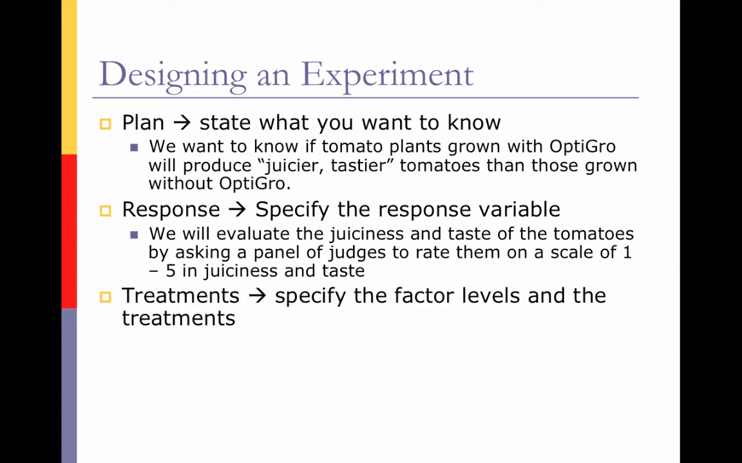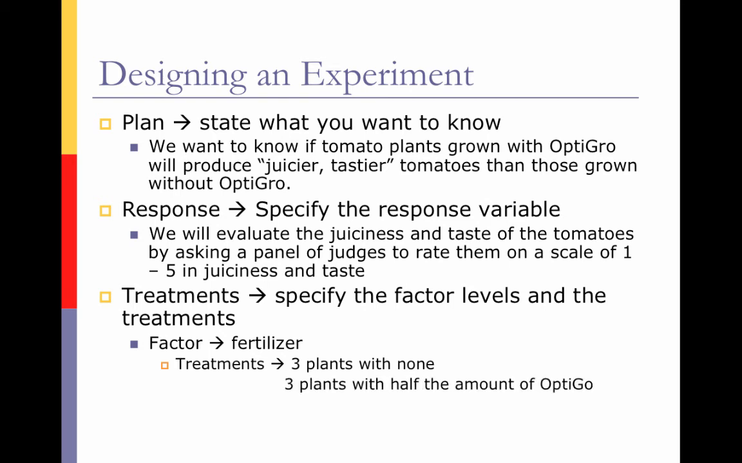Then we come up with our different treatments. We want to specify the factor levels and the treatments. In this case, we only have one factor. It's the fertilizer. So we're going to have 3 treatments: 3 plants without any fertilizer, 3 plants with half the amount of the Optigrow, and 3 plants with the full amount of the Optigrow. These treatments are also our levels. When we only have one factor, our treatments and levels are exactly the same thing. Note, I'm also using replication here because I have 3 plants within each group.